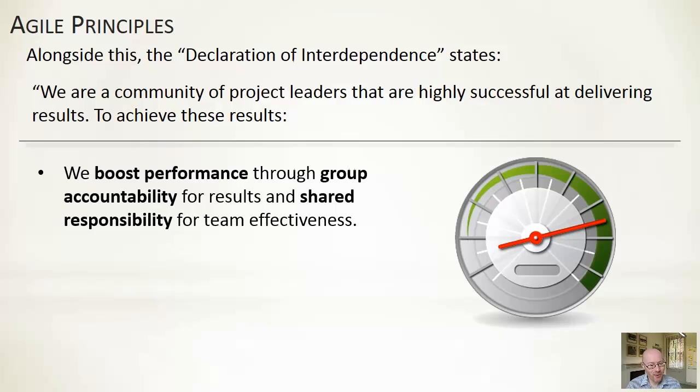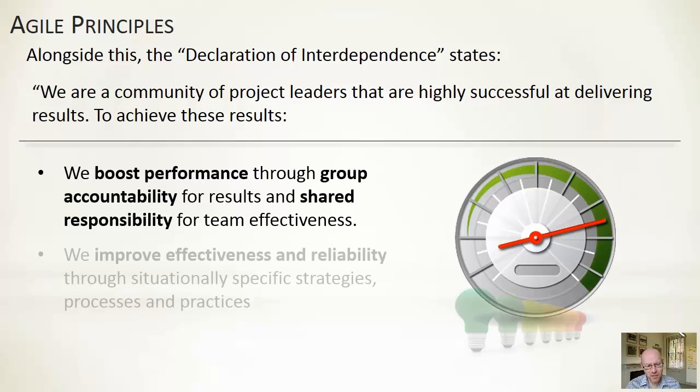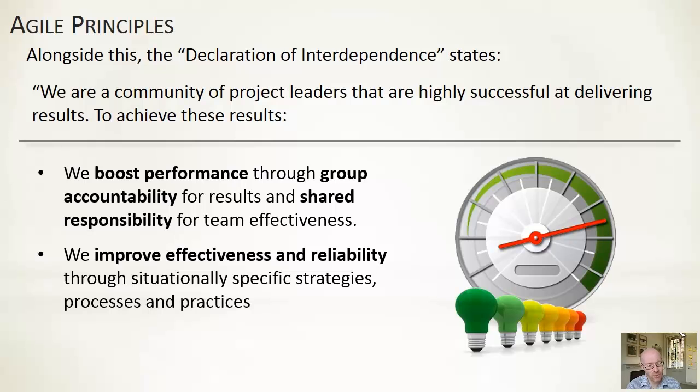This last one, I always sigh when I see it. We improve effectiveness and reliability through situationally specific strategies, processes, and practices. What does that mean? All that really means is that if you want people to best work together in a team, get them together in the same space. And a lot of the agile work environments are set up so that people do have opportunities to talk to one another, to interact with one another. So if you want a team, get that team working together, give them an environment within which they can interact and collaborate. It's common sense.